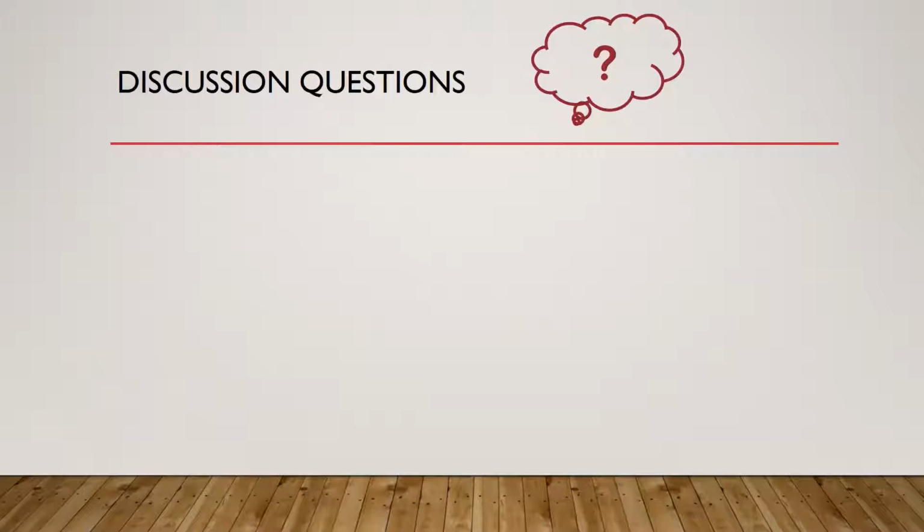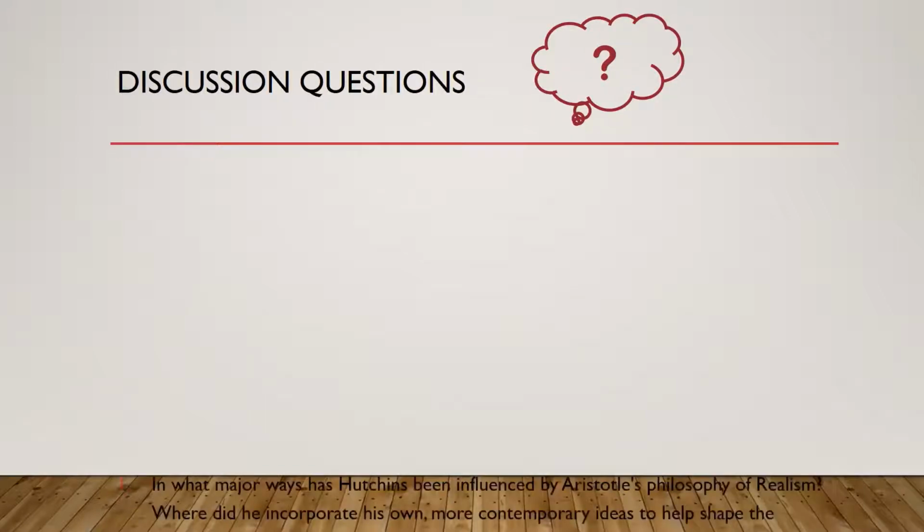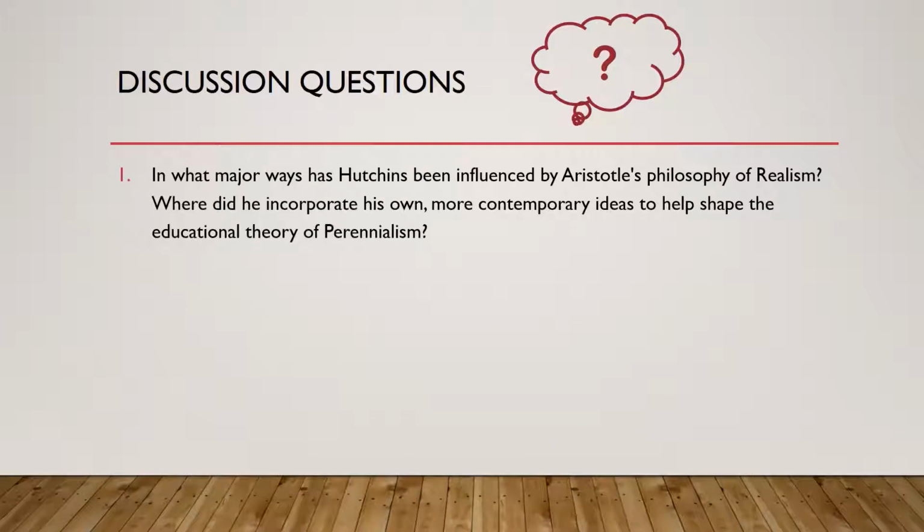Before I get started with today's presentation, I'd like to start with the discussion questions. The first question that you should be thinking about during this presentation is, 1, in what major ways has Hutchins been influenced by Aristotle's theory or philosophy of realism, and where did he incorporate his own more contemporary ideas to help shape the educational theory of perennialism?